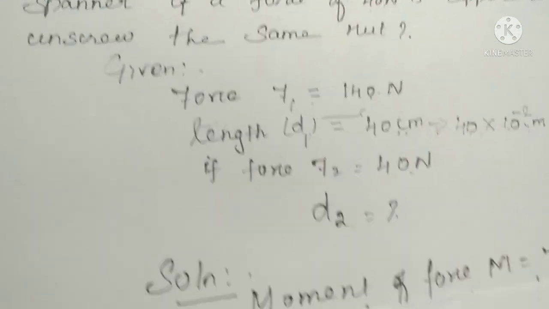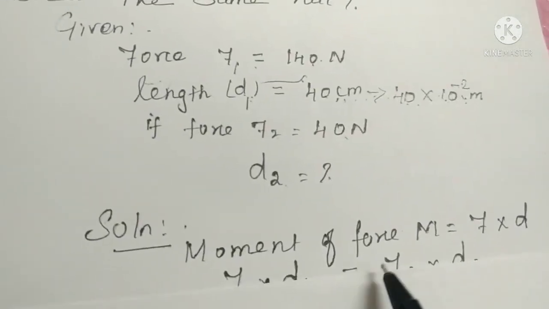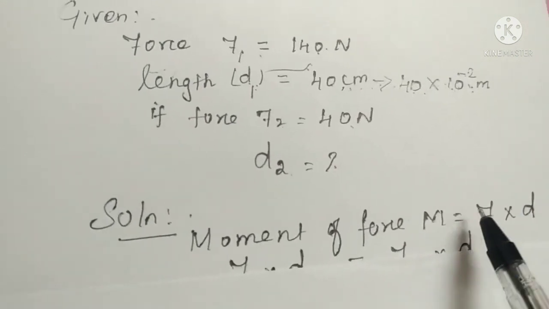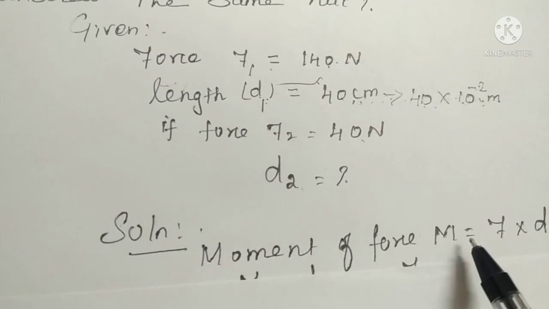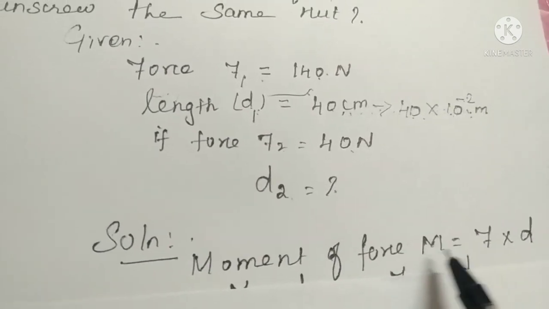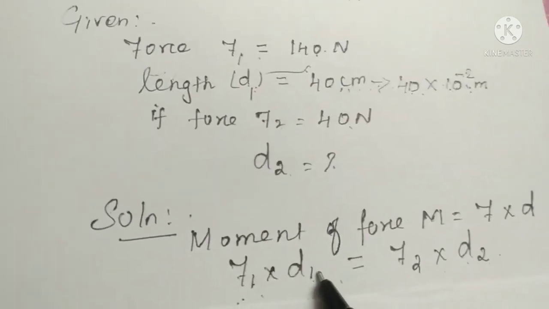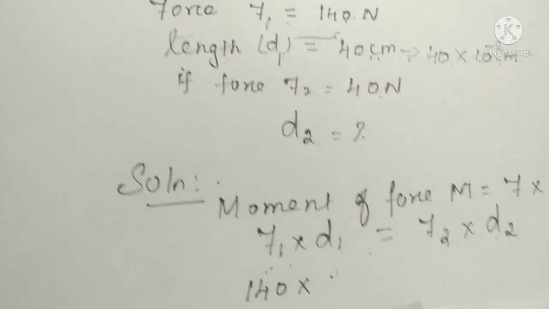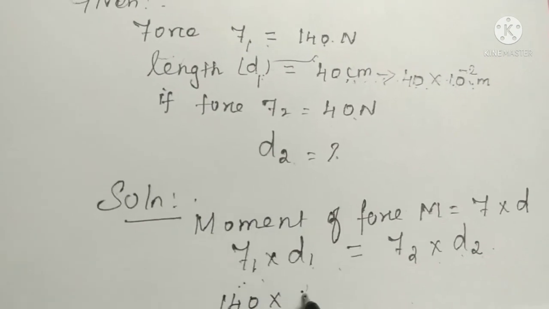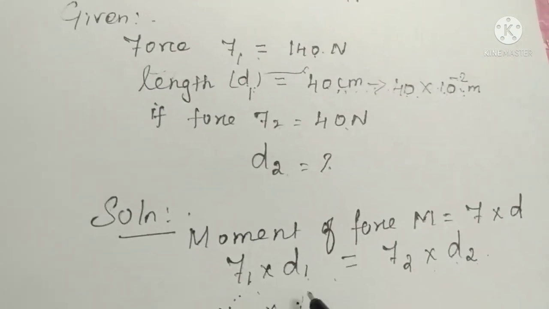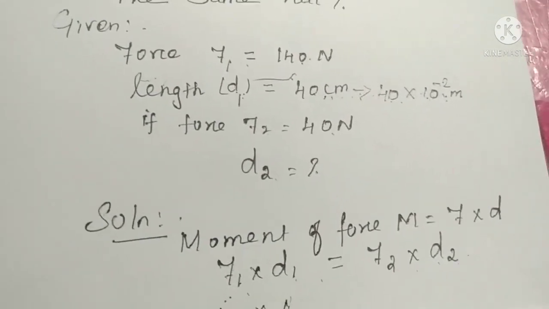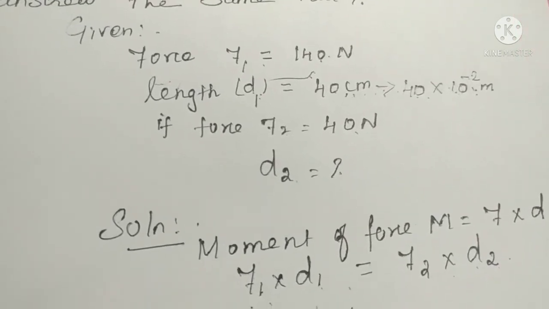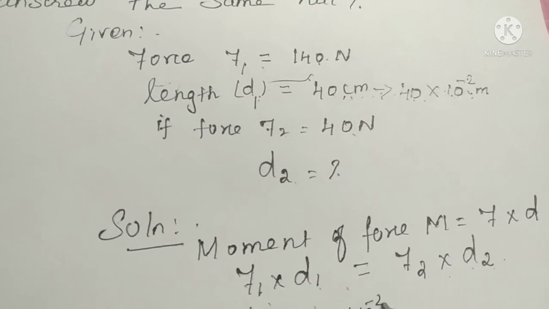Here also we have to write the moment of force formula. First write moment of force is equal to force into distance. Here we are going to find it two times, since two forces are there. So we write F1 into D1 is equal to F2 into D2. F1 is equal to 140, and the D1 value is 40 centimeter, which is also equal to 40 into 10 to the power minus 2 meter.